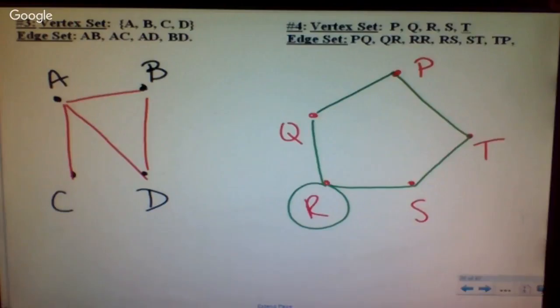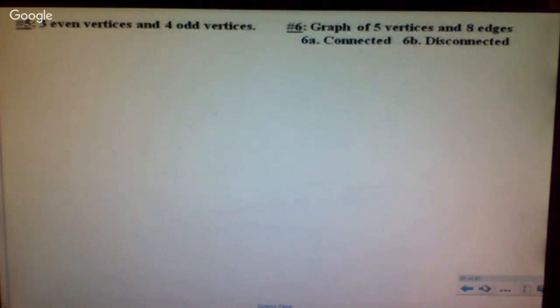2 more. Okay. This is where it gets hard. Oh no. I've got a trick for you. So I need 3 vertices that are even and 4 vertices that are odd. So how many total do I need? 7. Draw yourself 7 dots.